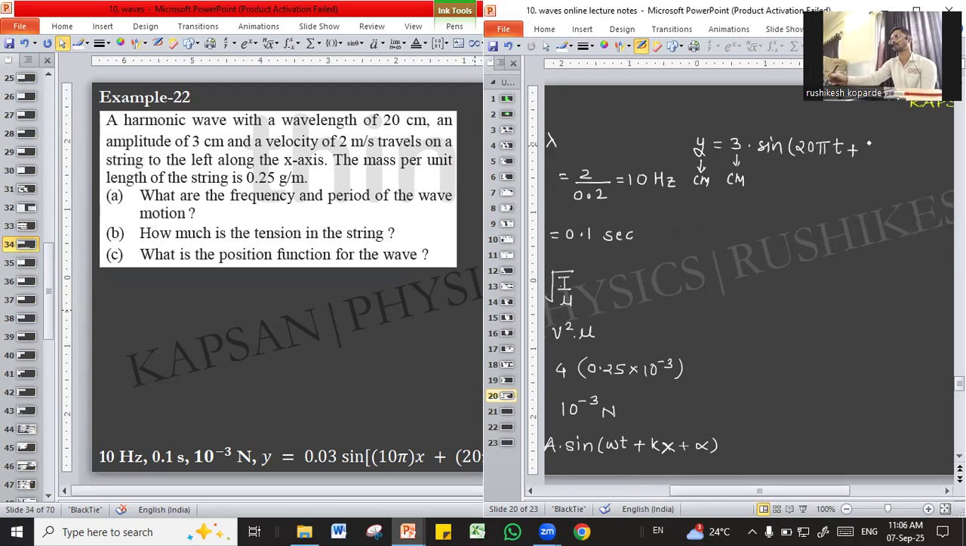Plus kx. K is 2 pi by lambda. What is wavelength lambda? 20 centimeter means 0.2. So 2 pi upon 0.2 into x. Or what you can do, you can keep wavelength in centimeter. You can write this as 20. So observe this carefully. This 20 pi will be in the units of radian per second. This time will be in the units of second. This 2 pi by 20 will be a radian per centimeter, and now x has to be used in centimeter. And let us take this alpha equal to 0 because it was not mentioned.